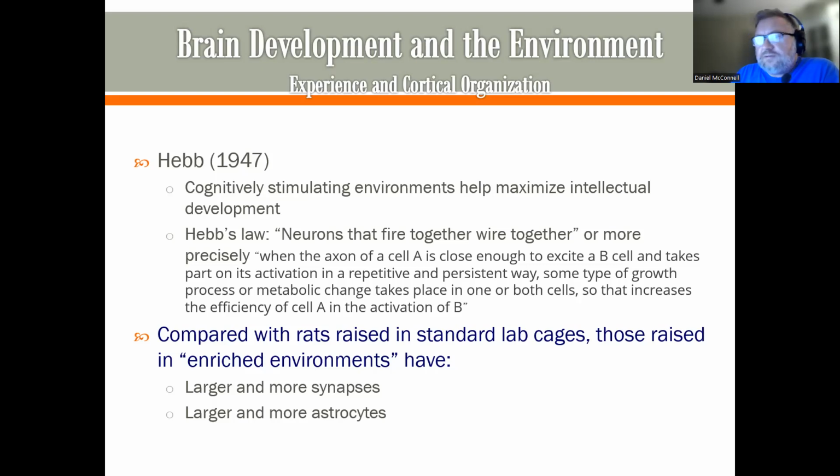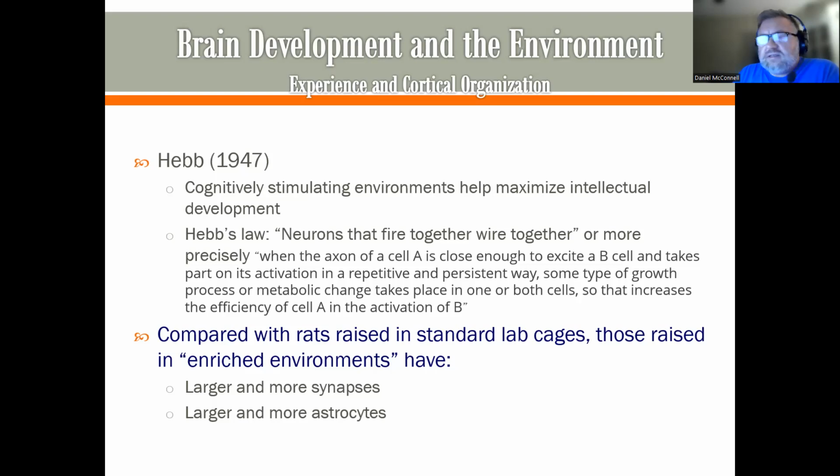But what it's really saying here, we should remember the nature of synapses. We talked about ionotropic synapses, but I also talked about metabotropic synapses, right? And the second messenger signal inside of a neuron that might do things like cause additional ion channels to be built into the cell membrane. And so that's what this is specifically referring to when it says that when neuron A repeatedly activates neuron B, some type of growth process or metabolic change takes place in one or both cells.